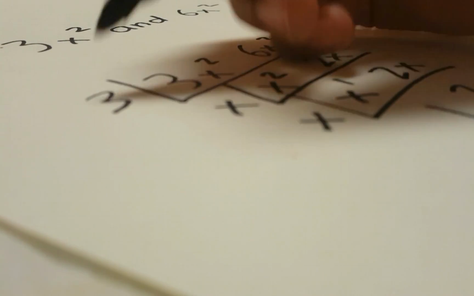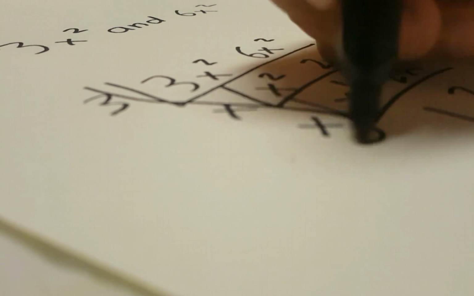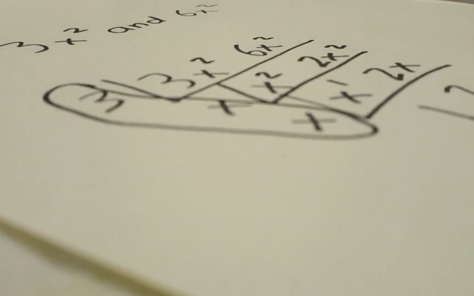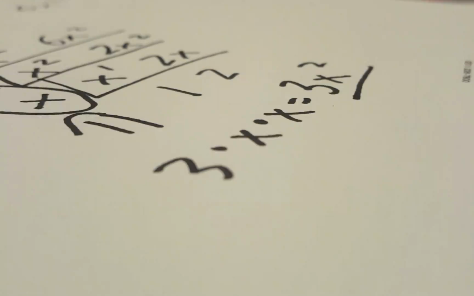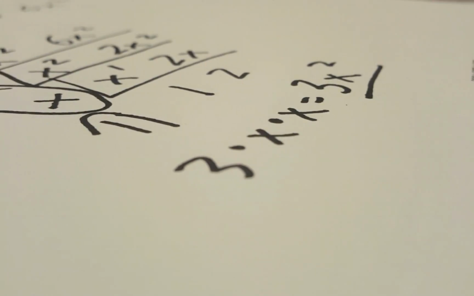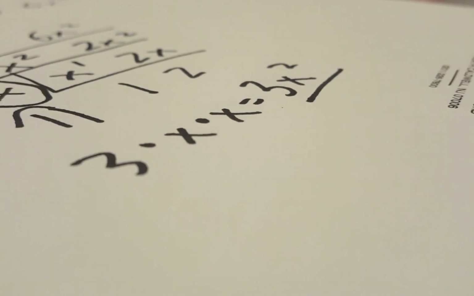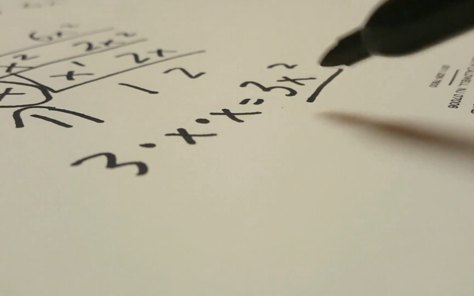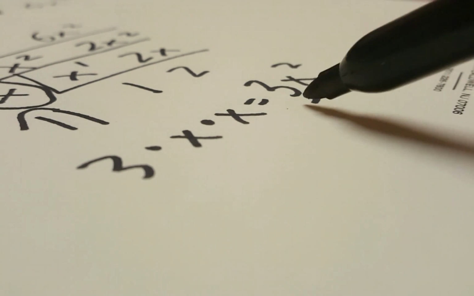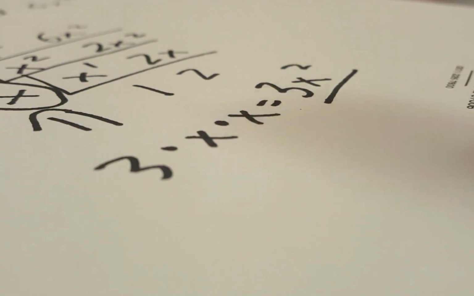So the prime factorization is all of this. Once you combine all of them together, you'd get 3 times x times x, and that equals 3x squared. So the greatest common factor of 6x squared and 3x squared is 3x squared. Simple, right?